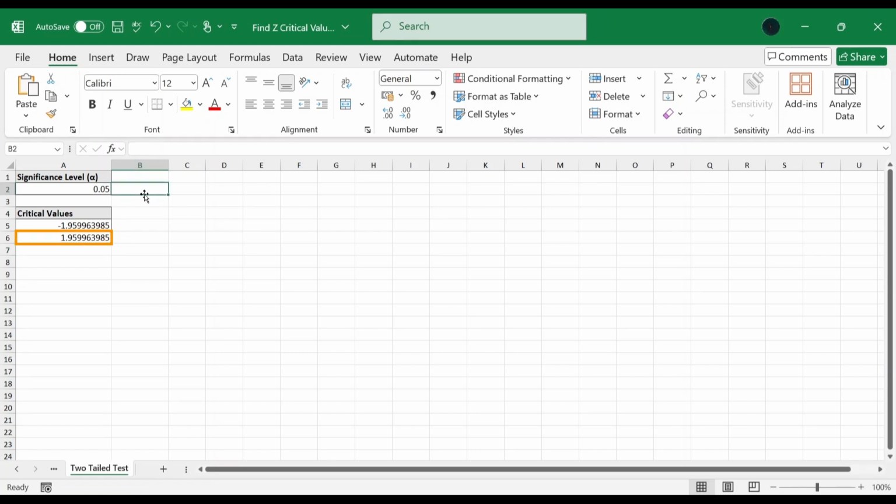And there you have it. For a two-tail test at 0.05 significance, the test statistic is significant if it falls outside the range of negative 1.96 to positive 1.96. And that's a wrap. We now know how to calculate z-critical values in Excel for the left-tailed, right-tailed, and two-tailed hypothesis tests.